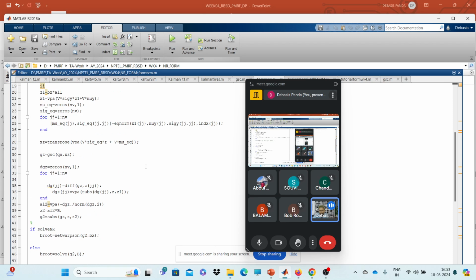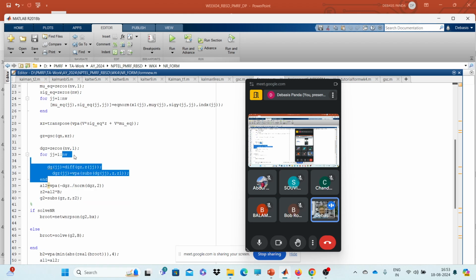Then once these things are done, we formulate the gz into standard normal space. Once we have gz, we need to differentiate the gz to get alphas. So these are the differentiations. Here the differentiations are done with the diff command. You can use the central difference method. I suggest you go for the central difference method because the convergence issue will not be there.